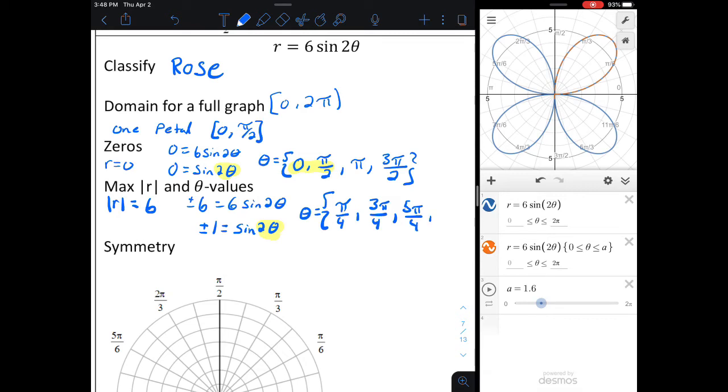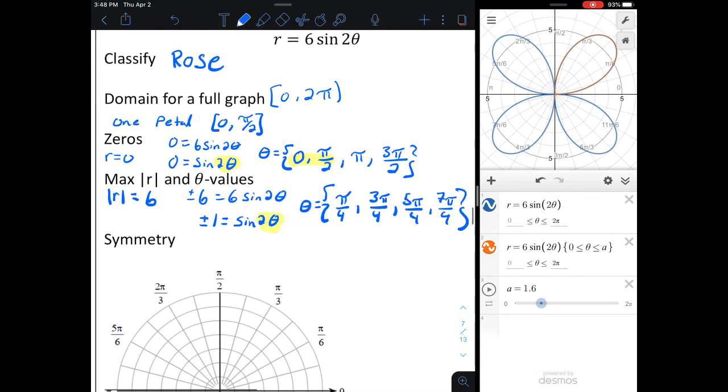And then 7 pi over 4. Are all the max, when the polar curve is its maximum distance away from the pole. And our symmetry here. Well, this graph here, now we look at our symmetry in terms of being symmetric about the polar axis, the vertical axis, and you could even say the origin, when technically it's the pole.